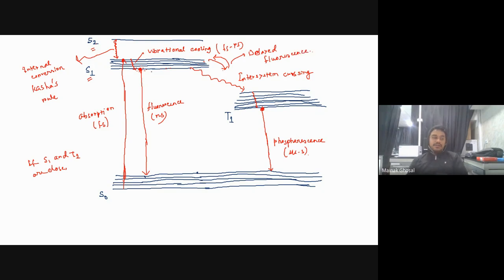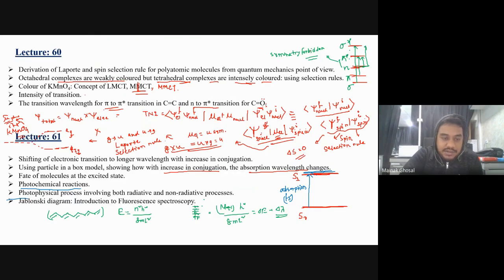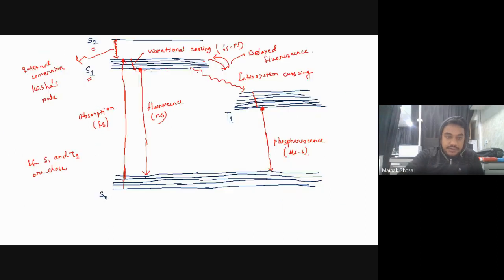So these are all the photophysical processes that happen when a molecule is in the excited state. And the diagram I have shown you is known as the Jablonski diagram.